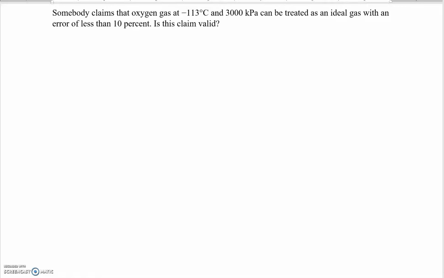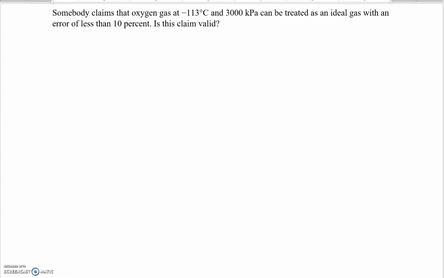Hello everyone, we want to continue doing some more sample problems for you, and in this video I'll try to cover a couple of problems. So the first problem is somebody claims that oxygen gas at minus 113 degrees Celsius and 3000 kilopascal can be treated as an ideal gas with an error of less than 10%.